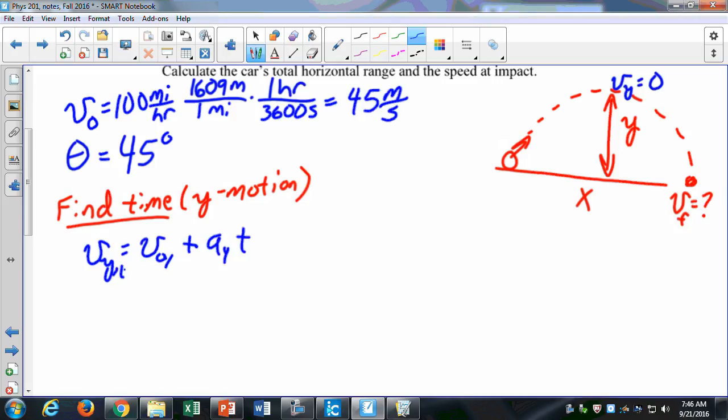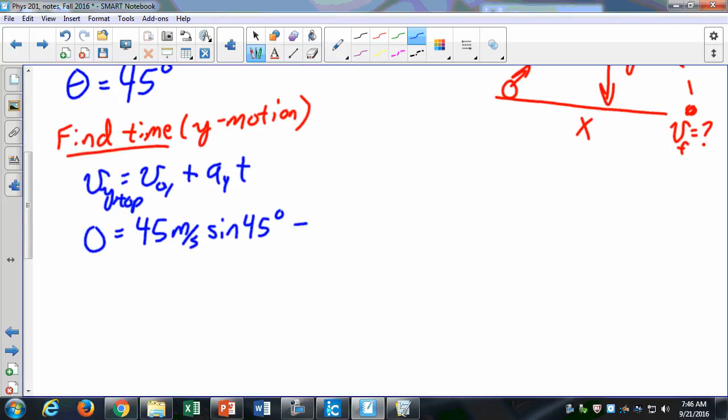And I'm going to call this top, vy top. And so that's going to be 0. v0y is going to be v0 times sine of theta. That's 45 meters per second times the sine of 45 degrees minus 10 meters per second squared. That's my acceleration in the y direction. It's actually a plus, a negative 10, times t. And then we solve this for t. And I find that t is equal to 3.3 seconds.